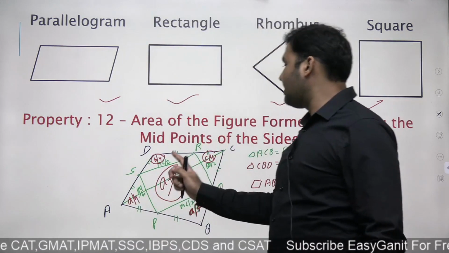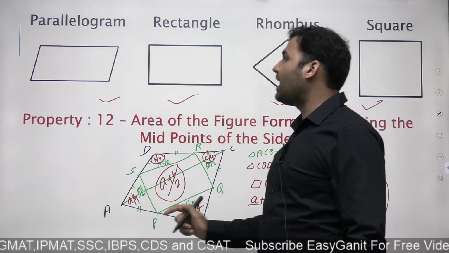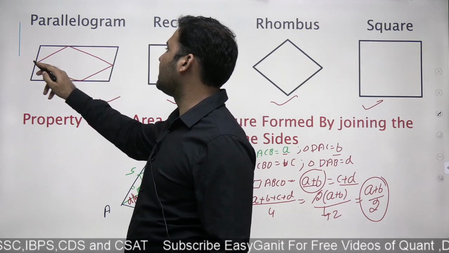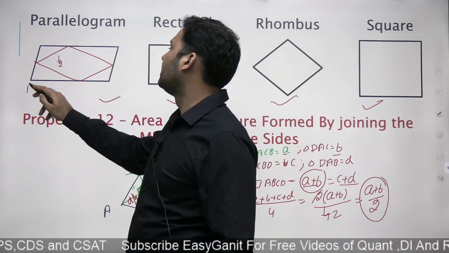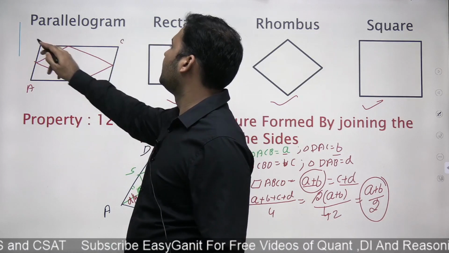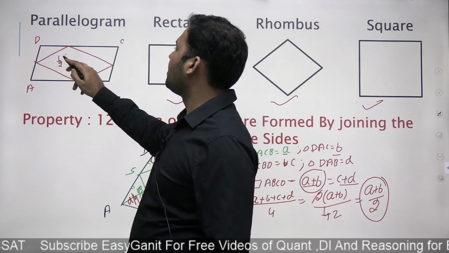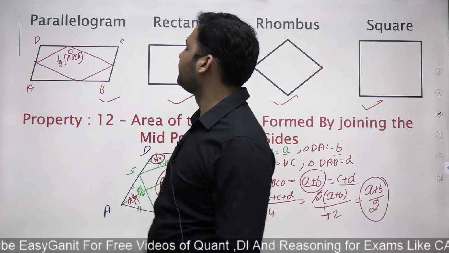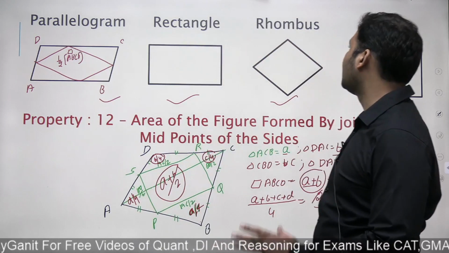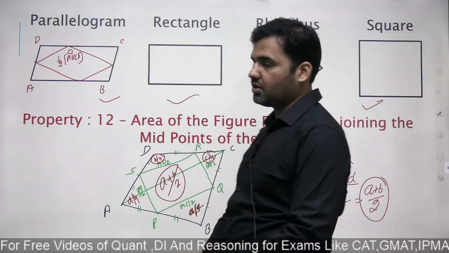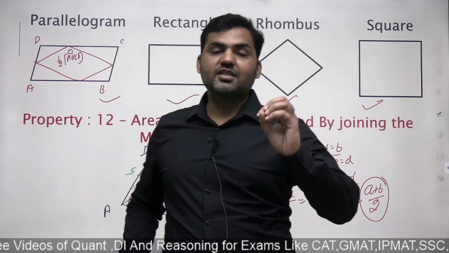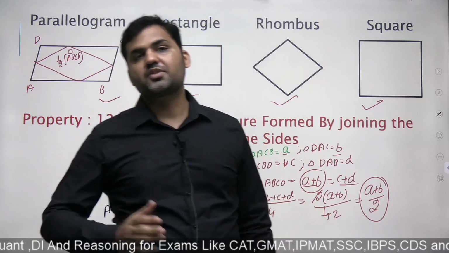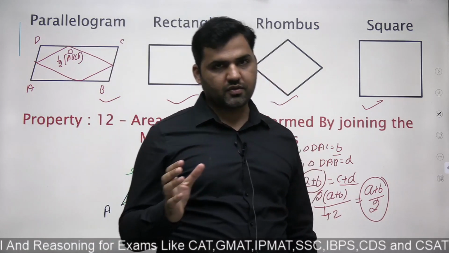So we are using the midpoint theorem, and if I'm taking the midpoints of all of these sides, then if this is ABCD, the area of this figure will be equal to half of the area of quadrilateral ABCD, right? The same is true for rectangle, rhombus, square. In fact, it is true for all quadrilaterals. So we have done 12 properties with respect to each of these figures, which helps us in covering 48 properties.